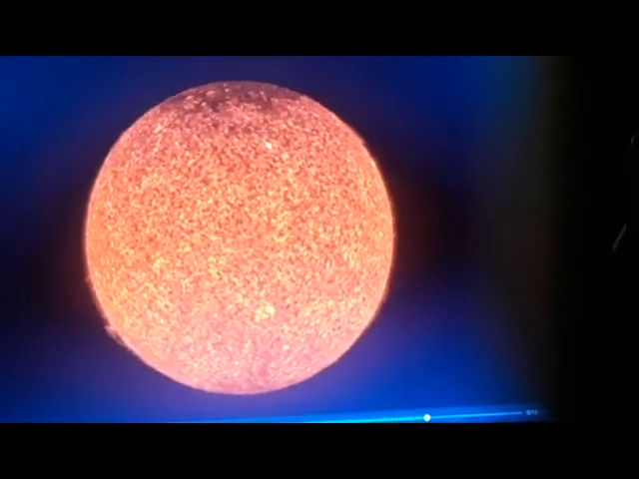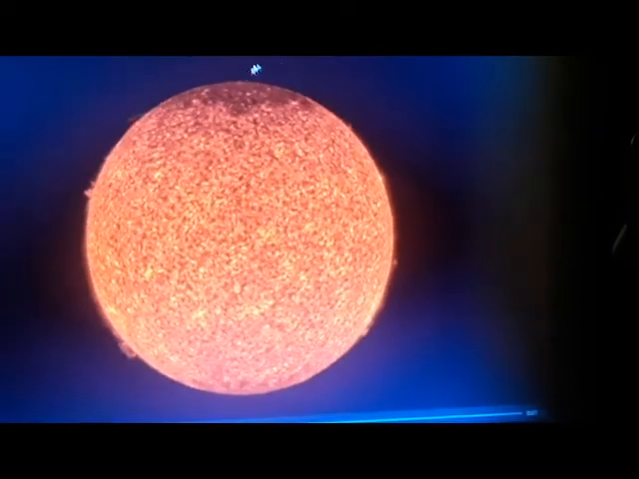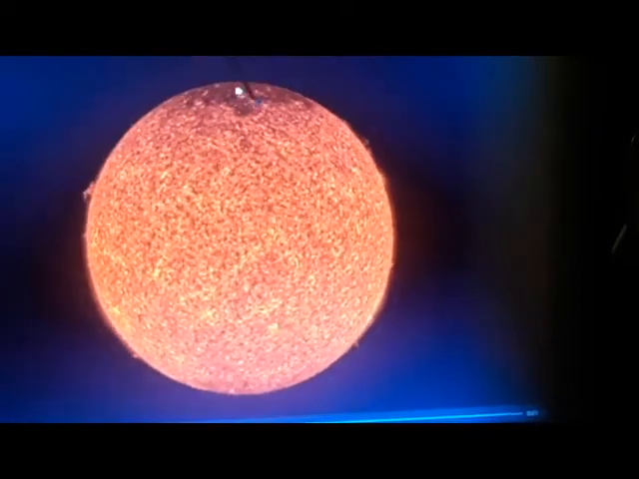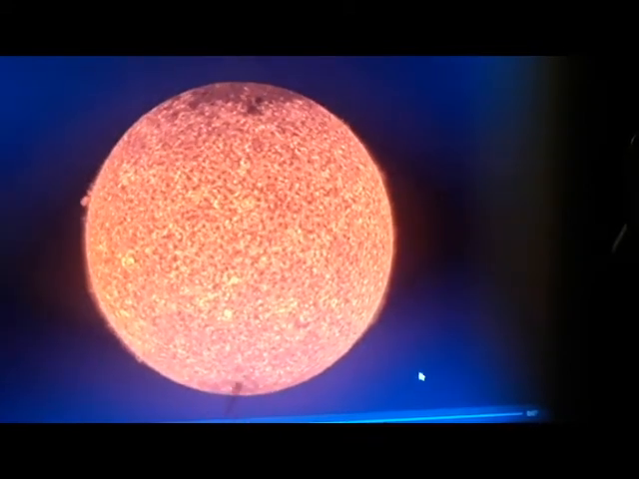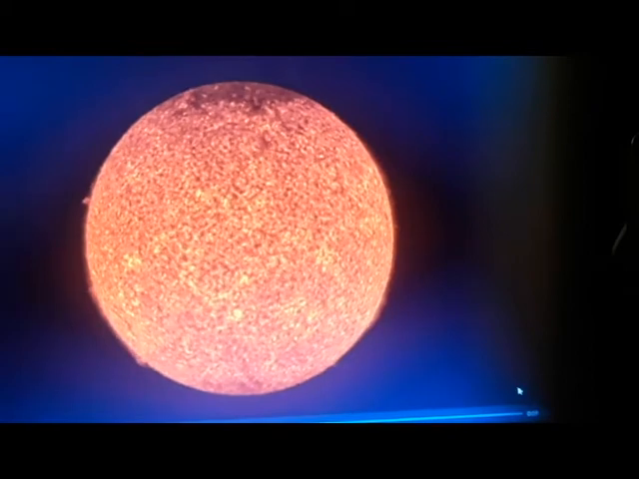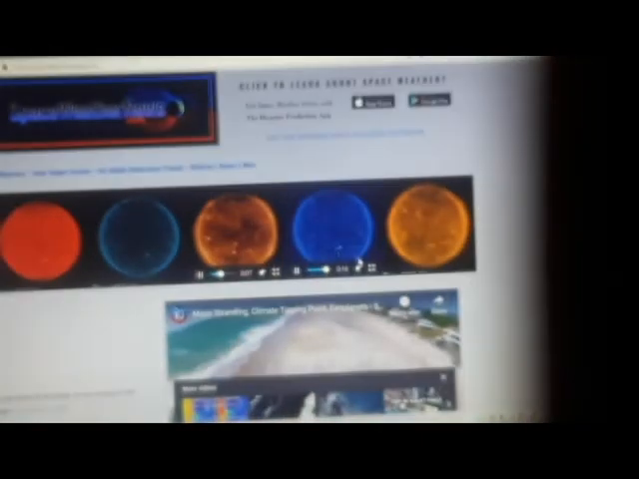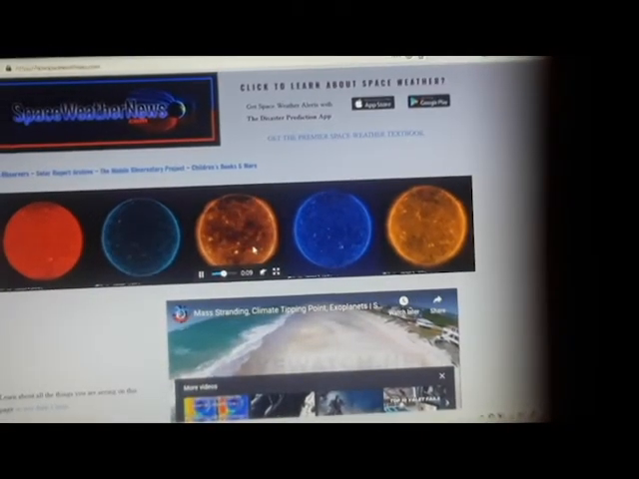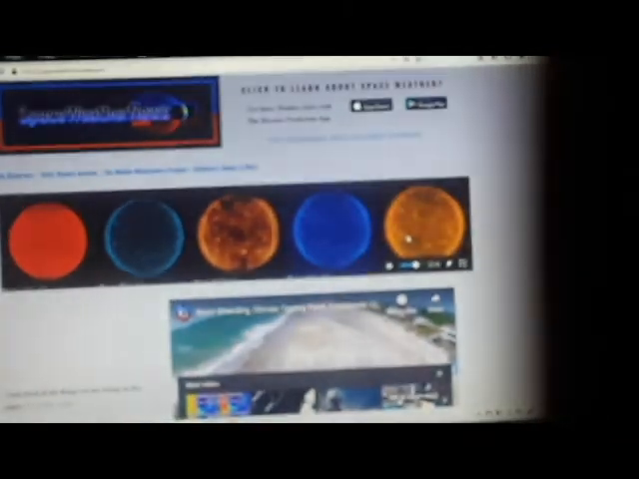So this one doesn't have some monster of a coronal hole, does it? No, but you can see a darker area up there. The darker area is there, but there's something happening there. Did you look at all of them? Yeah, I think so. That's the 193, the one where you see the whole thing.